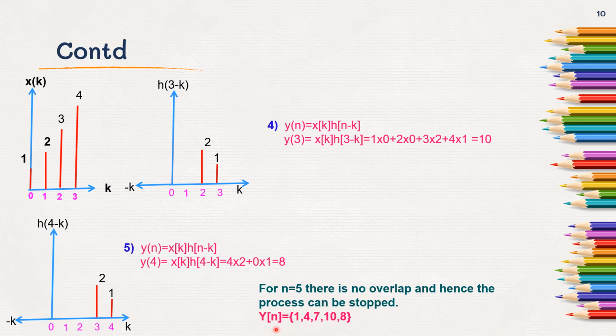So what will be the answers? At y of 0 we got 1, y of 1 is 4, y of 2 is 7, y of 3 is 10, right? And y of 4 is 8. So that is regarding convolution sum using graphical method.